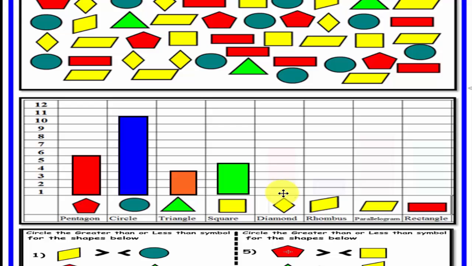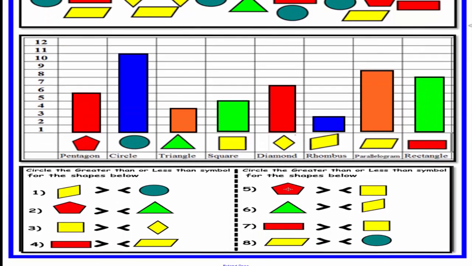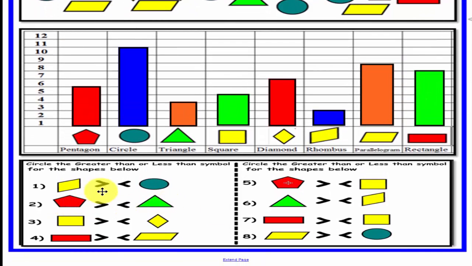The diamond, we ended up with 6. The rhombus, we have 2. And the parallelogram, we have 8. And then finally the rectangle, and we have 7. Okay, let's slide down and see what you came up with for your answers.